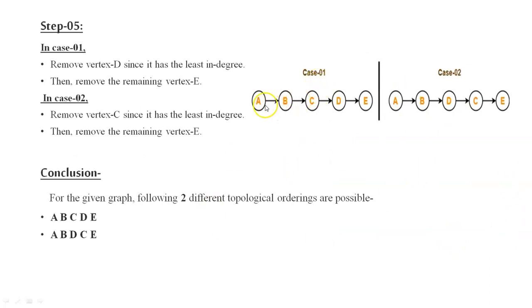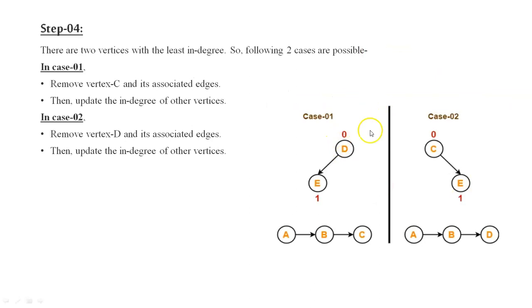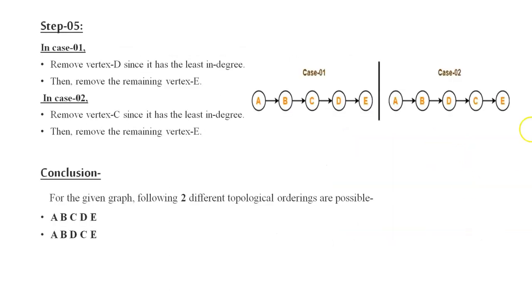In case 1 it will be A, B, C, D, and finally E will be left over. If you are removing D here, finally E will be left over. E will have in degree 0. So finally you are going to add E there. Similarly, when you are removing C here, E will have in degree 0. So finally you will add the E at the last. This is how you will be performing the topological sort.